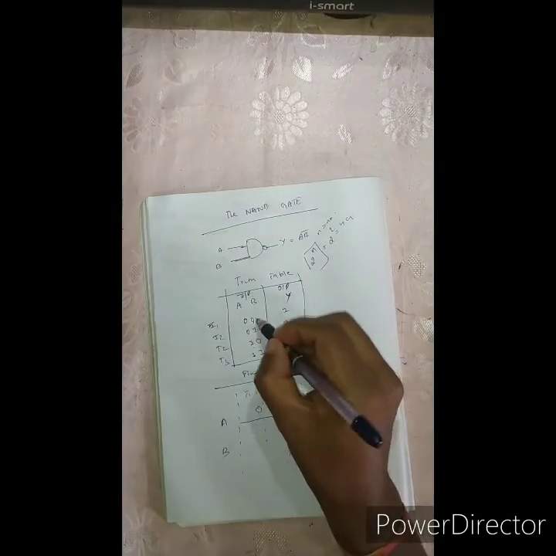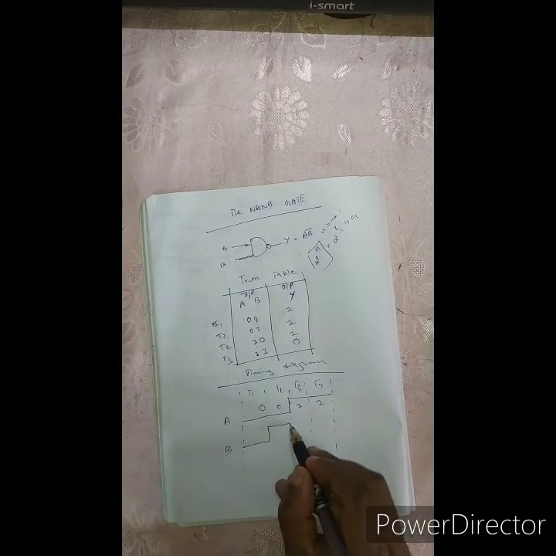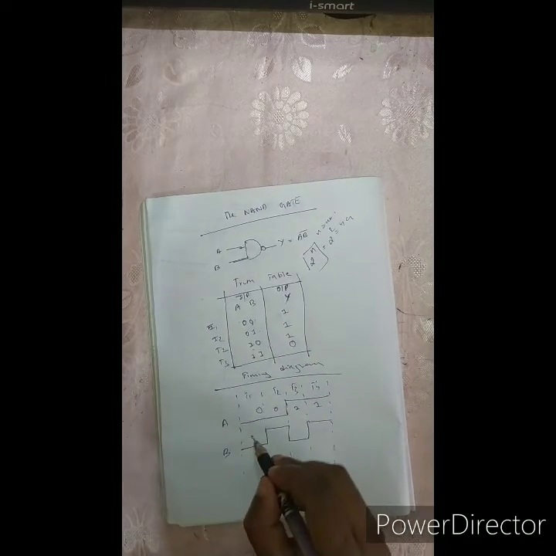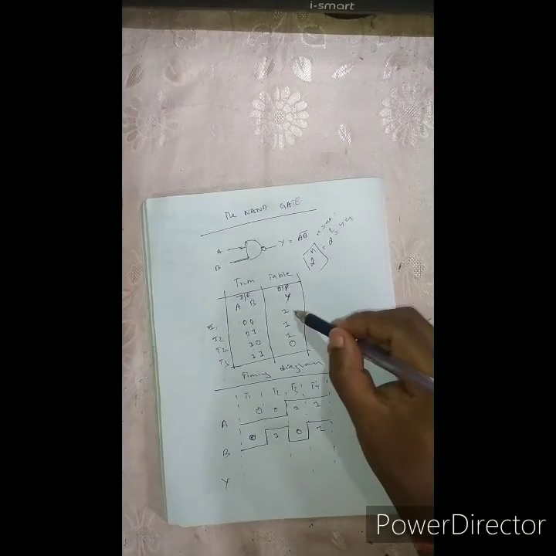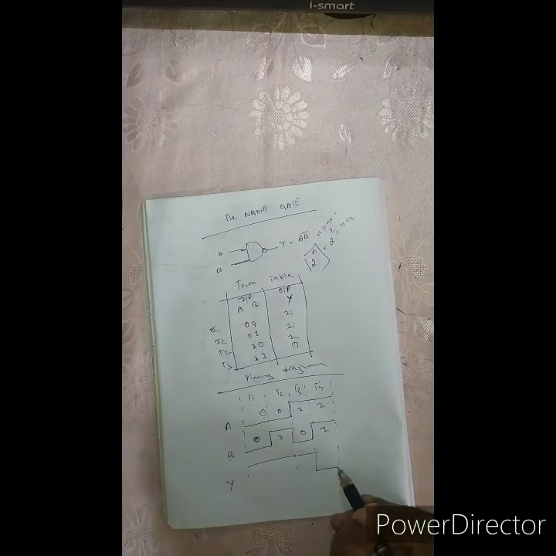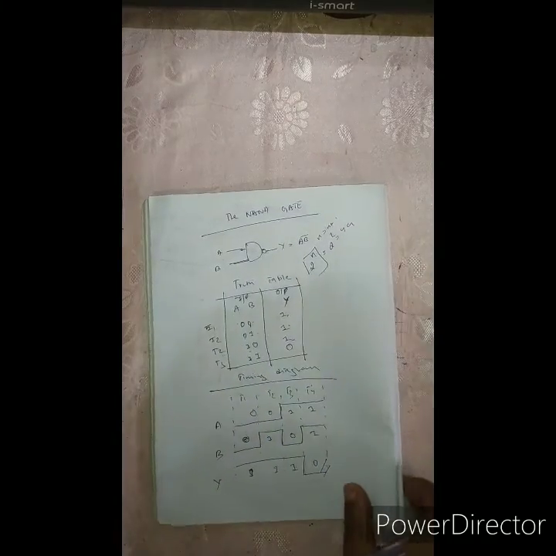For B it is 0 1 0 1, which is low high low high. And for Y, which is the output, it is high high high low, so it is 1 1 1 0. So this is all about the NAND gate.